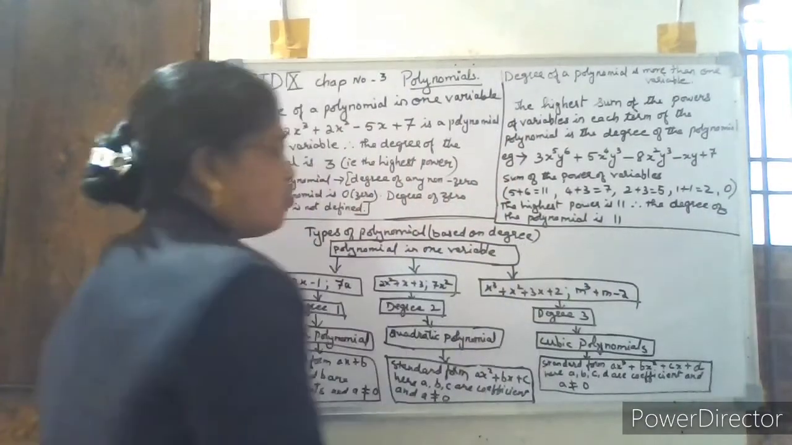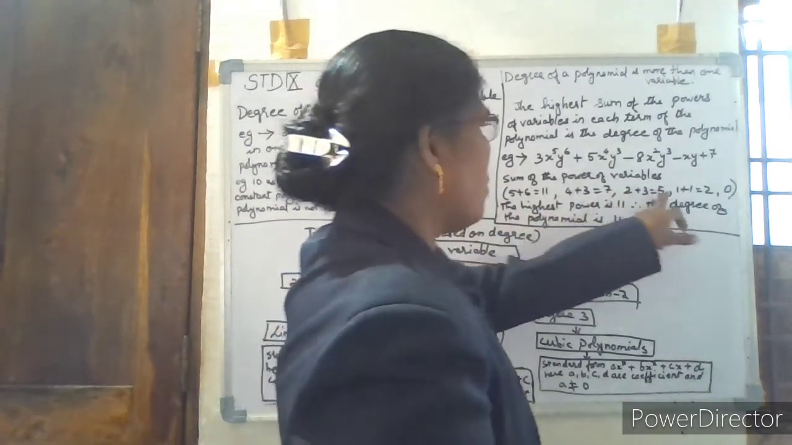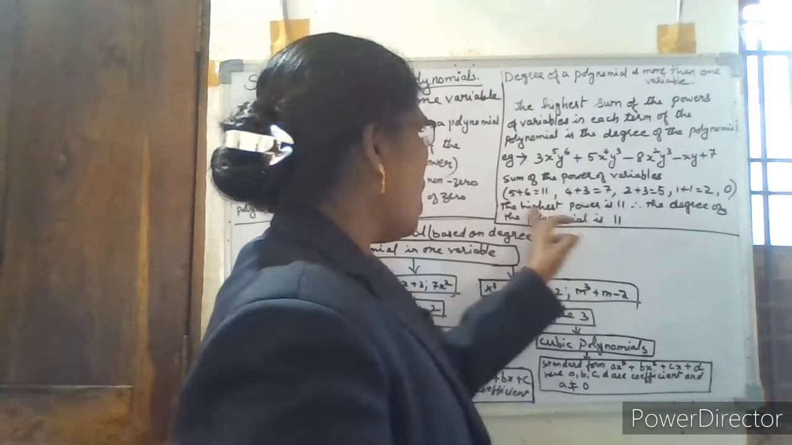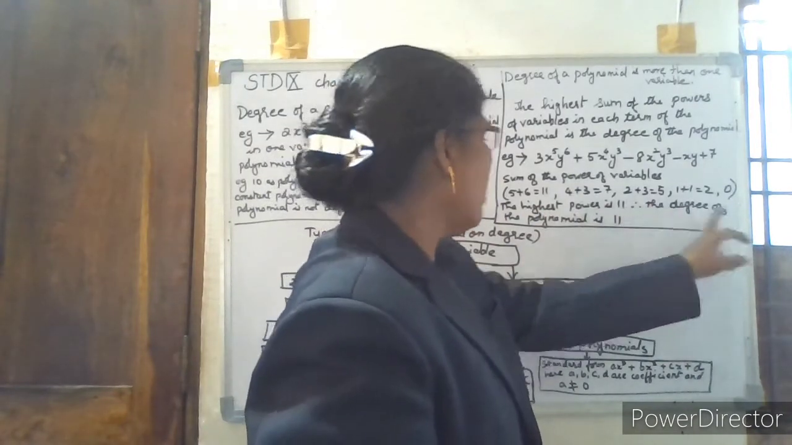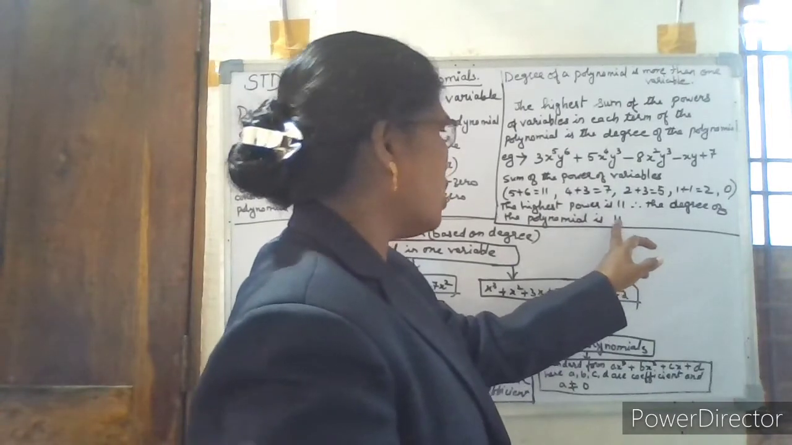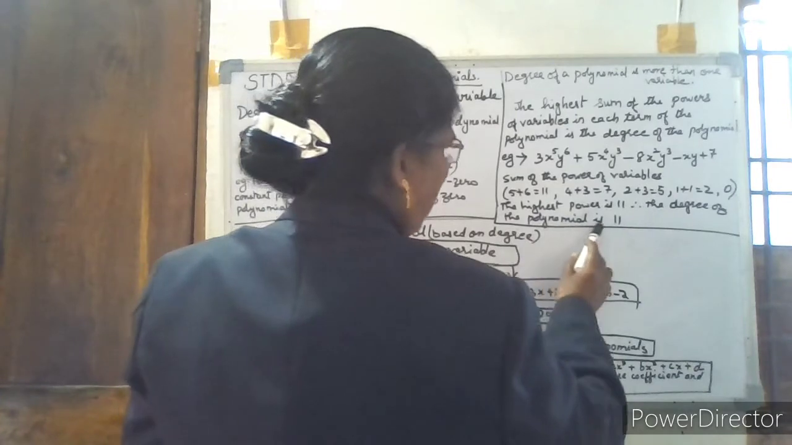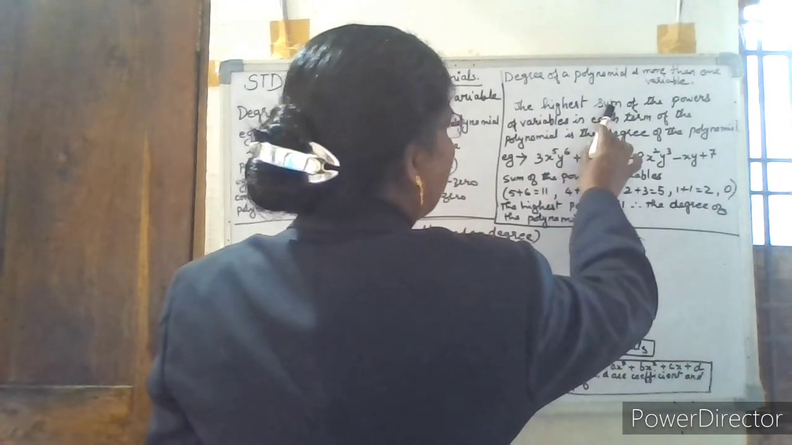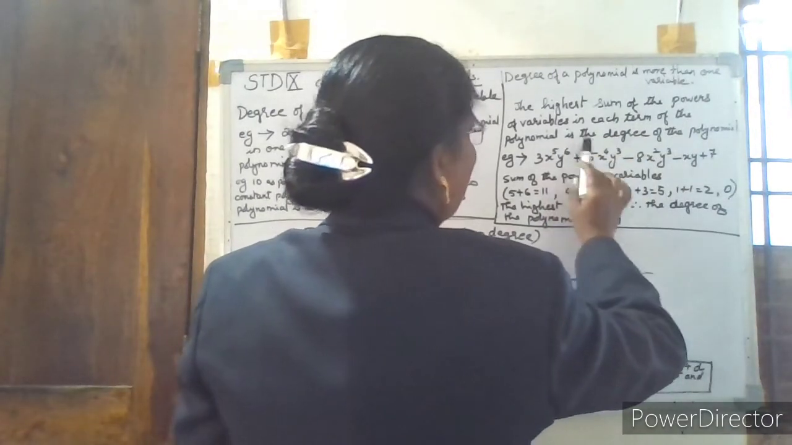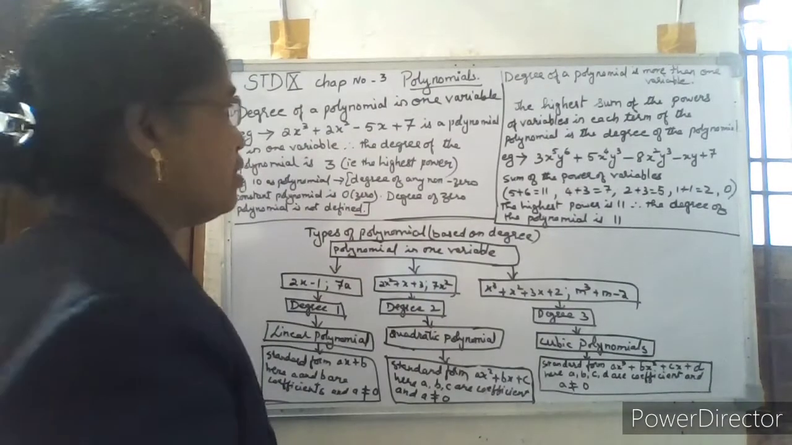So the sums are 11, 7, 5, 2 and 0. We compare: 11 is the highest. Therefore, the degree of the polynomial in more than one variable is 11. So the degree of the polynomial is 11. That's why the highest sum of the powers of the variables in each term of the polynomial is the degree of the polynomial. Where you get the highest number, that will be the degree of the polynomial.